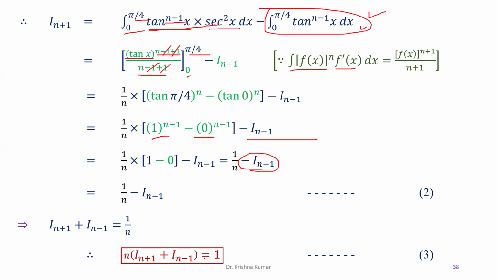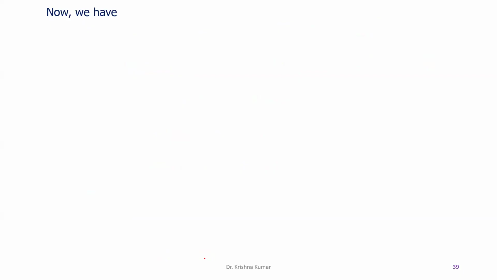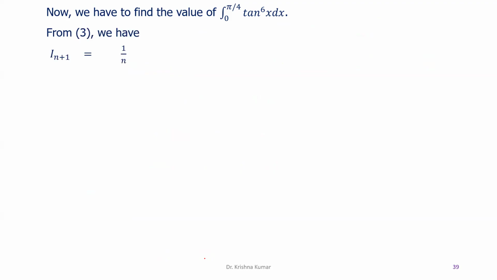Now let us find out the specific value of the integral of tan^n x dx when n equals 6. Now we have to find the value of the integration of tan^6 x under the limit 0 to pi by 4 with respect to x. From equation number 3, we have I_{n+1} is equal to 1 upon n minus I_{n-1}. Now, we want to find out the value of I6. So here we have to put n equal to 5.